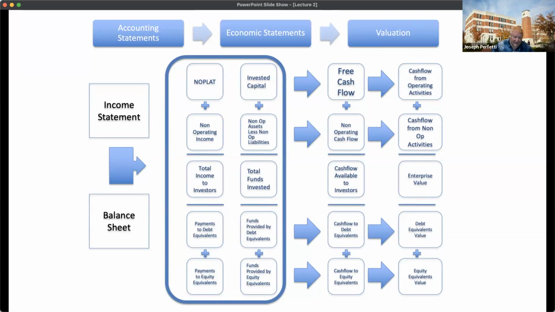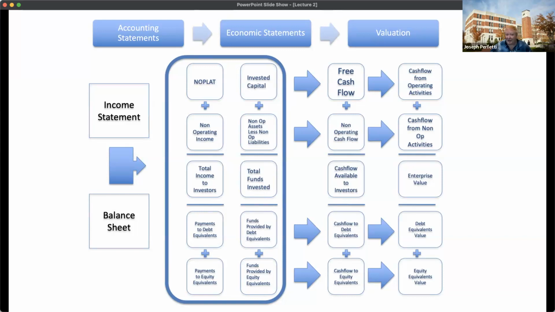Operating NOPLAT plus non-operating income gets us something called, in the rearranged statements, TII, total income available to investors. And it is that income that is then distributable to the debt and the equity holders. So essentially the debt being the interest and the equity being the net income. Okay, and that's part of what you just did.